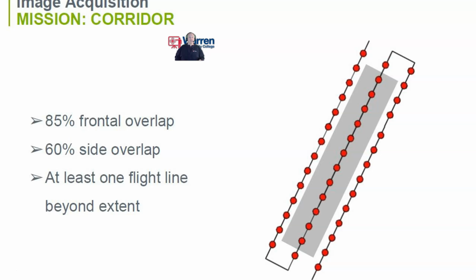Here's where a corridor, and this is another option you can choose in PIX4D. This is a slide from them. If you're doing this kind of corridor mapping plan mission, 85% front, 60% side, and at least one flight line beyond the extent. So, picture this as a road. It's a nice way to see it. So you're out above and outside the road, flying this. You make sure you're outside the area that you need, and that's going to give you, in the end, the images that you need to reproduce what you might want in your ortho mosaic.